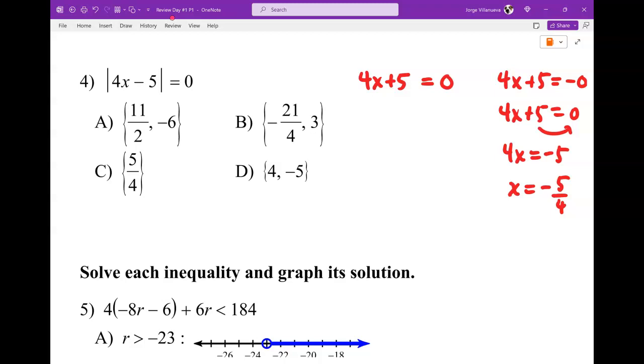Oh, I'm sorry. I just realized why it's not coming out. What did I do wrong? I copied the problem wrong. It should be 4x minus 5, not plus 5. My bad. It should be a positive 5. So there you go. 5/4.